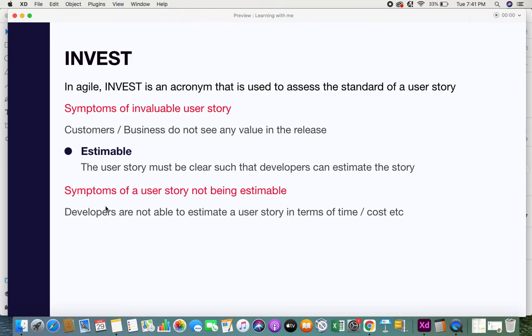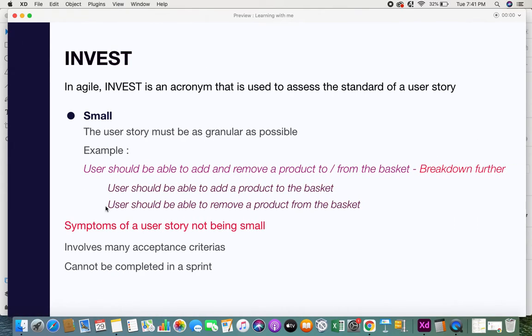So in these scenarios, you always have to reframe your user story or make things clearer to the developers so that they'll be able to estimate the user story. So this is about the E. And then you have S, which stands for small. So the user story must be as granular as possible.